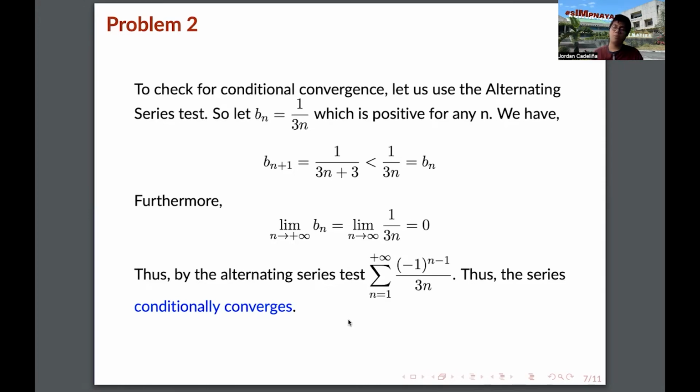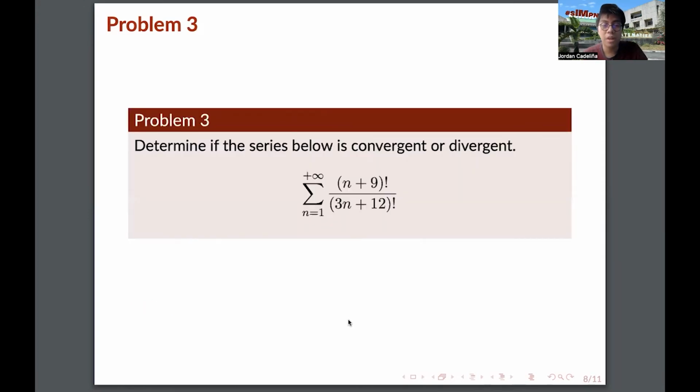Okay, so let's now proceed with the third problem. Determine if the series is convergent or divergent. So, the summation of n equals 1 to positive infinity, n plus 9 factorial over 3n plus 12 factorial. So, pause again if you want to solve this. Okay, so let's see the solution.